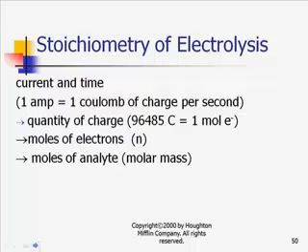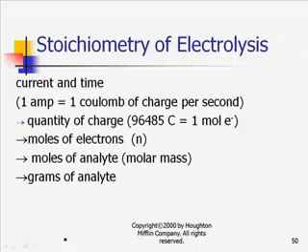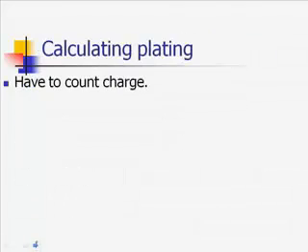And once we have the moles of electrons, we can translate that into moles of the reacting species. And then using its molar mass, we can connect that to the grams of the analyte. And you can do these in this direction, starting with current and time, or you can start with grams of analyte, but these are the conversion factors that you would use. So let's look at an example.